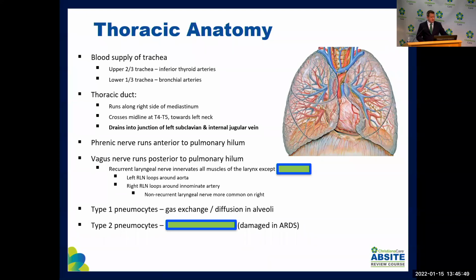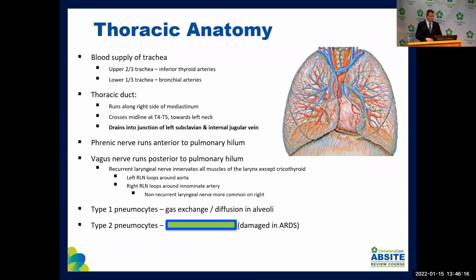Keep in mind, when entering the chest, that the phrenic nerve runs anterior to the pulmonary hilum. The vagus nerve is going to run posterior to that pulmonary hilum. Branch of the vagus nerve that they love to test on is the recurrent laryngeal nerve going up towards the neck. Remember that recurrent laryngeal nerve innervates all muscles of the larynx except which one? Begins with crico, ends with thyroid.